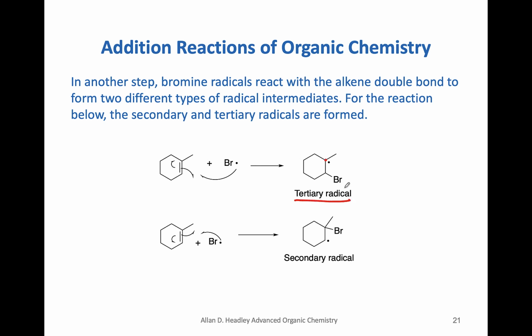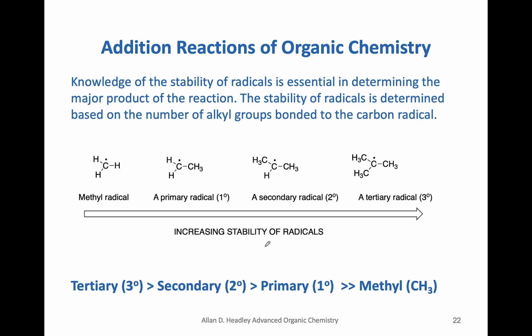Notice this is a tertiary radical. Of course, there's the other possibility. It can add here and put the radical here, but this is a secondary radical. Of course, you know where we're going with this. The tertiary radical is more stable, as we have explained in the previous lecture for the intermediates, than a secondary radical. And here's the trend. The tertiary radical is more stable than the secondary radical.